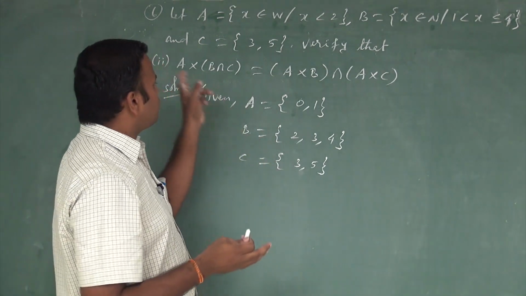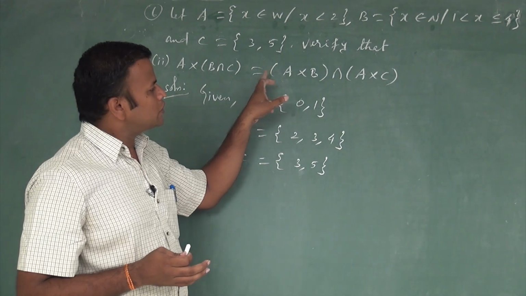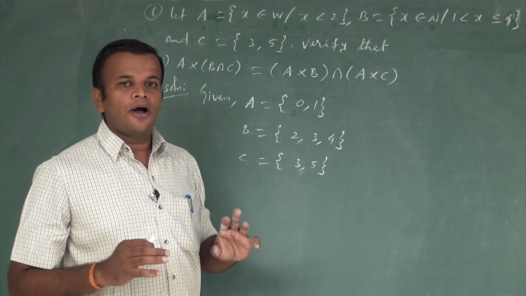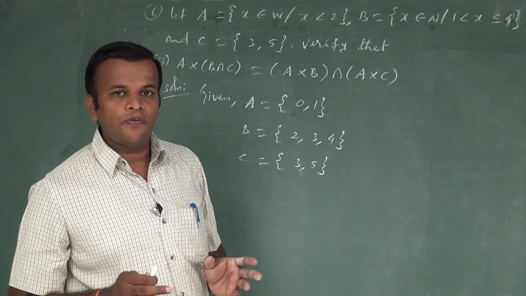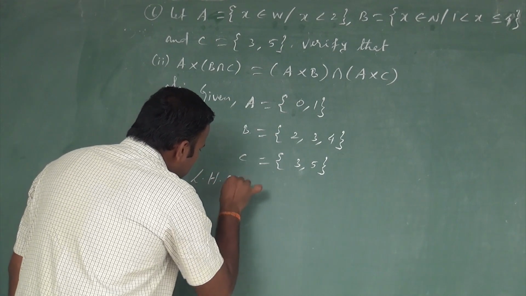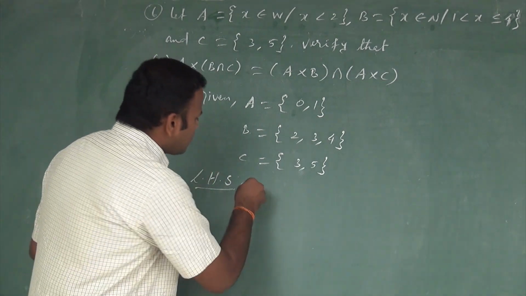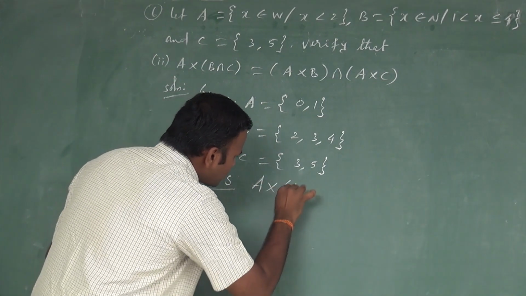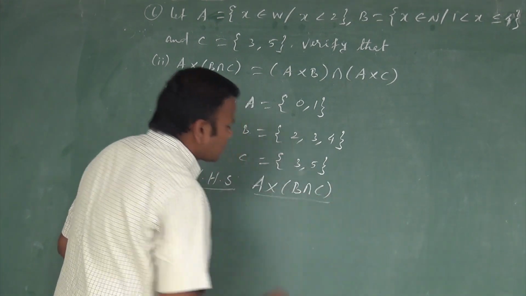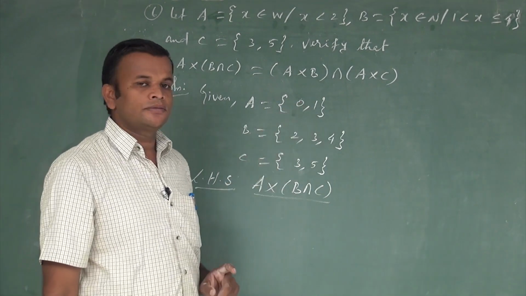Next, to verify A cross (B intersection C) should be equal to (A cross B) intersection (A cross C). In all verifications, first we need the value of LHS. What is the value of LHS here? That is the left hand side. The left hand side is A cross (B intersection C). We already found the set A value, okay, it's 0, 1.